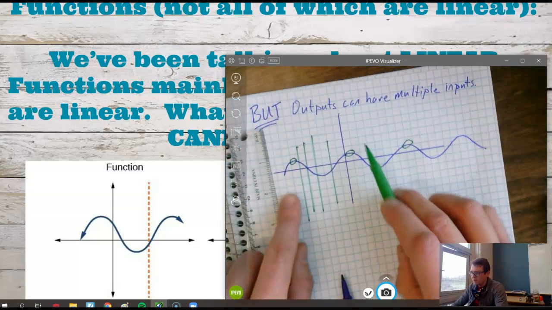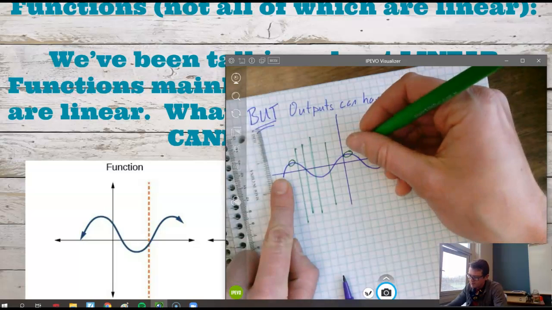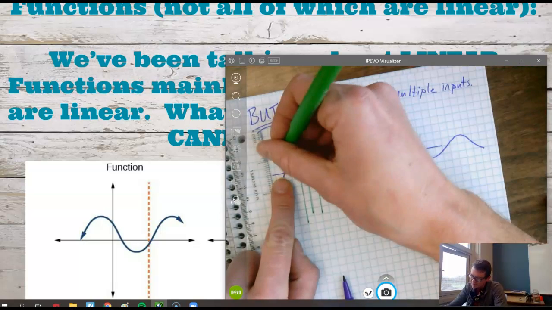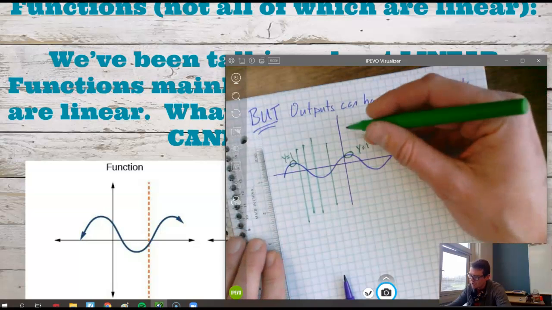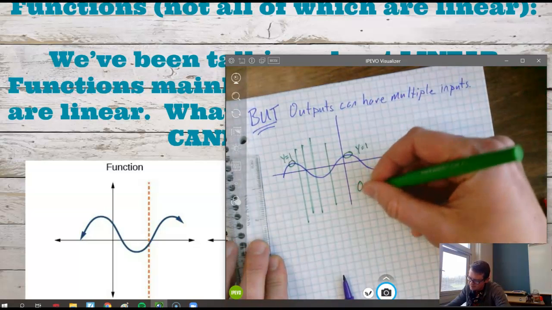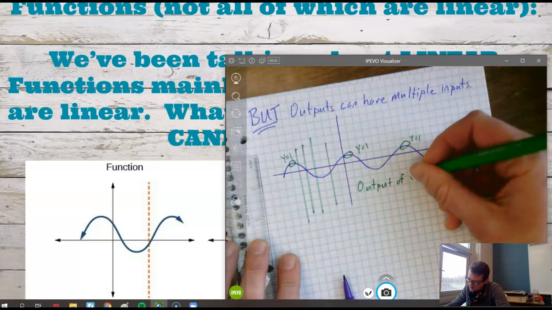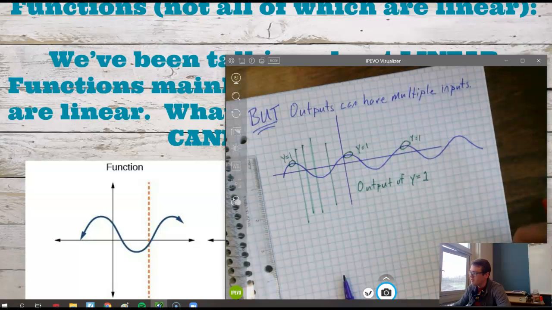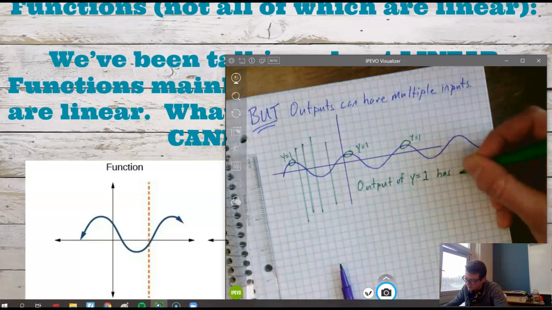The fact that we have multiple x values that give us the same y value doesn't matter. It's still a function. So the single output of y equals 1 has many inputs here. And this is a function.